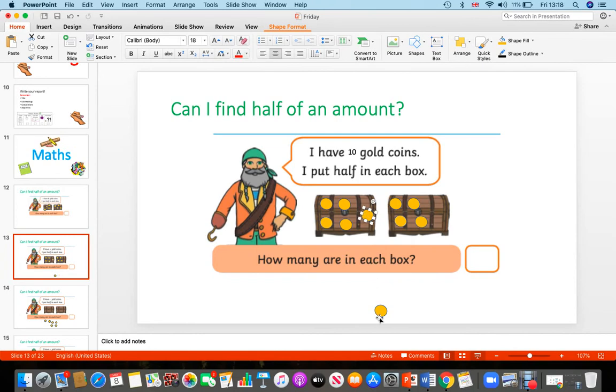Okay. So we've got no coins left, so we must be finished. How many coins are in this box? 1, 2, 3, 4, 5. And let's just check that they're the same. 1, 2, 3, 4, 5. So we have half of them because they're the same.